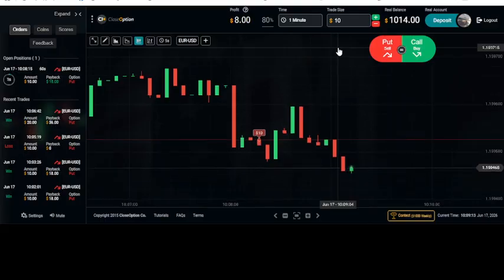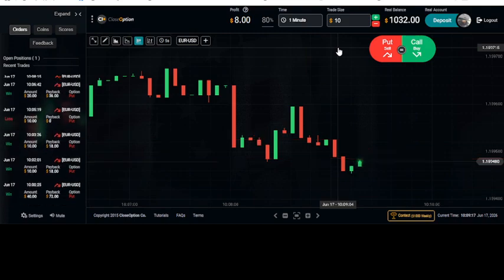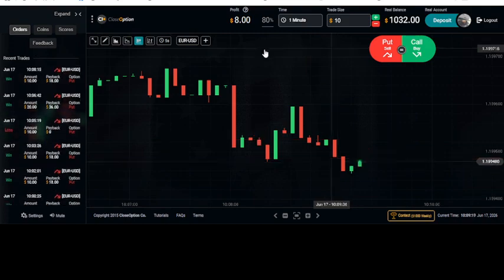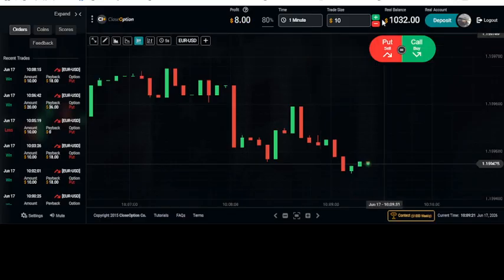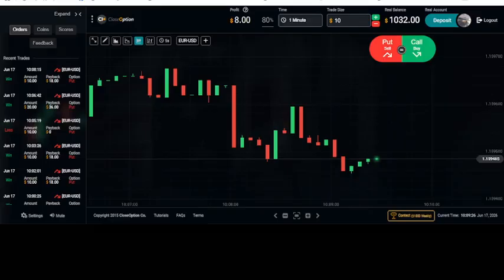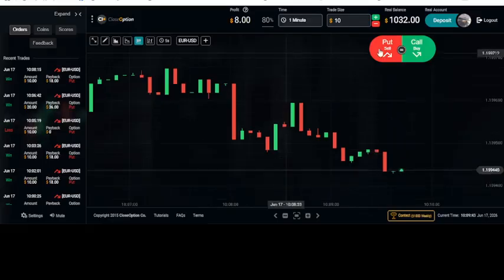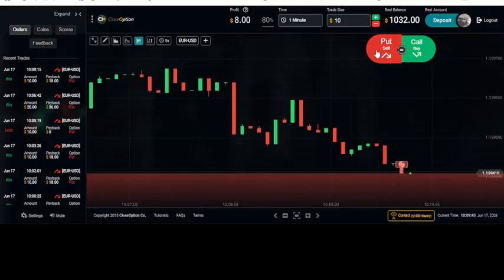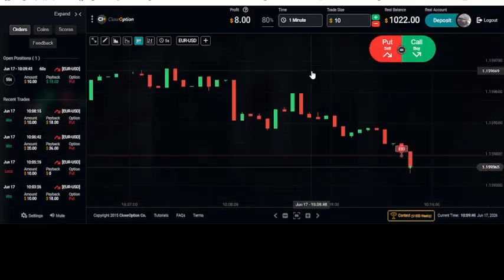Few seconds left. Okay, so that trade was in the money. So I've increased my balance. All right, so let's go back to the technical indicator again. Okay, we're seeing on the 5 minute, on the 1 minute, we're seeing a strong sell here. So let's go ahead and take a put trade, another sell trade here for $10.